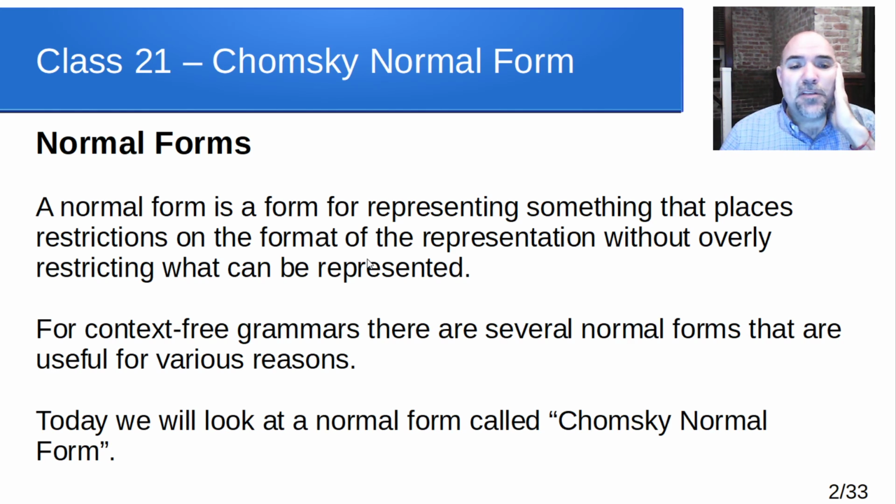But a normal form is essentially a form for representing something, in this case a grammar, that places some sort of restrictions on the format of the representation without really restricting what can be represented. So in other words, when you represent this grammar, the productions are all going to look like some limited set of forms. And because it doesn't overly restrict what we can represent, that means we could take a grammar that's not in that form and then convert it to that form.